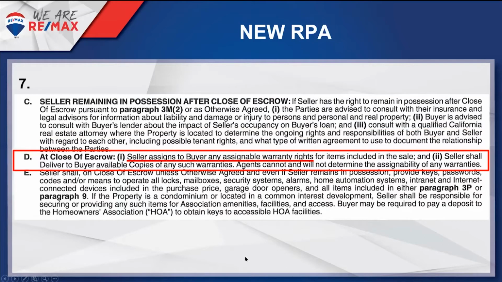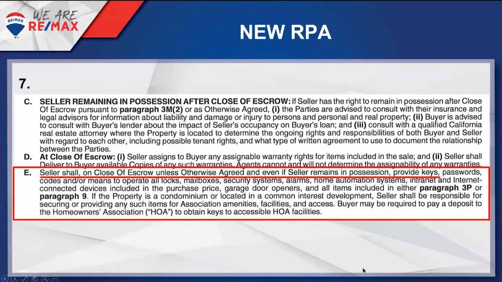Close of escrow. The seller assigns the buyer any warranty rights. So anything that's under warranty, the seller assigns that to the buyer. Now, it's important to know that sometimes the warranties will not transfer. So you want to be sure to advise the buyer that even though the seller is assigning the warranties to you by contract, the entity that's issuing the warranty may not honor the buyer as a claimant on a warranty claim. So keep that in mind.